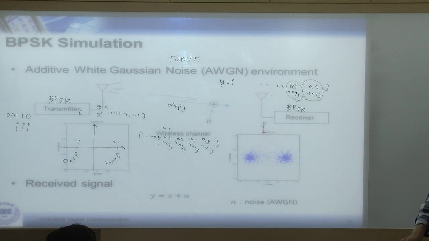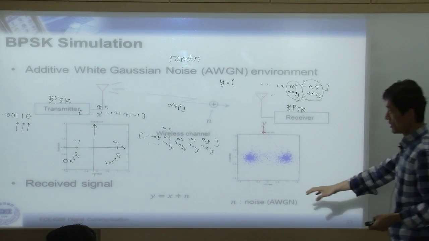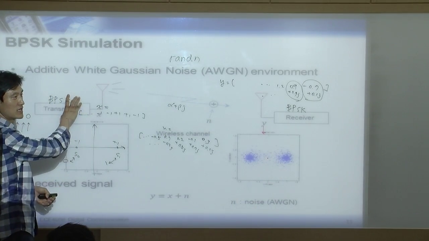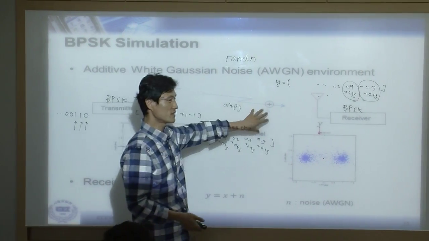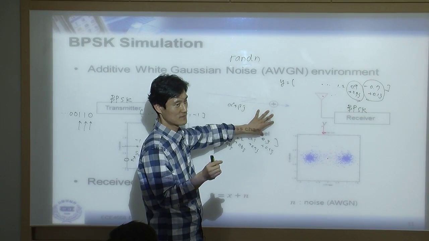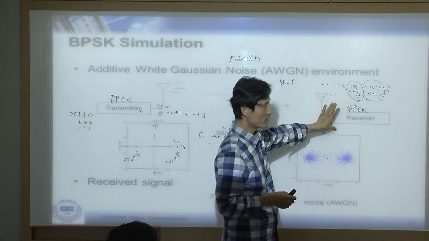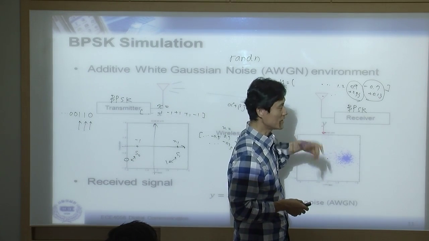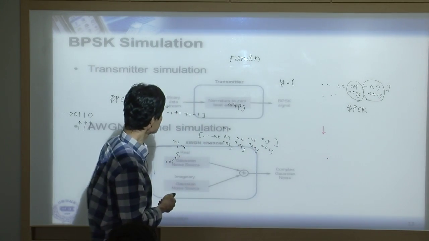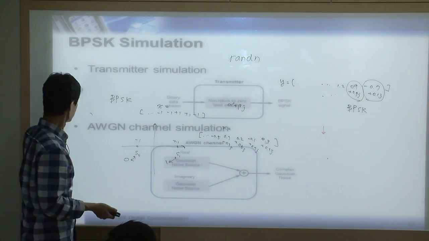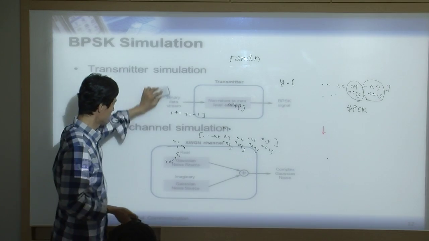So that's how to simulate the code. Simply speaking, this transmitter is a couple of lines, maybe 2 or 3 lines. Adding noise, just 1 line of MATLAB. Very simple. What about the receiver? The receiver is also a couple of lines. I'll show you the code in the next slide. That's all you need to do. So the simulation is pretty easy.